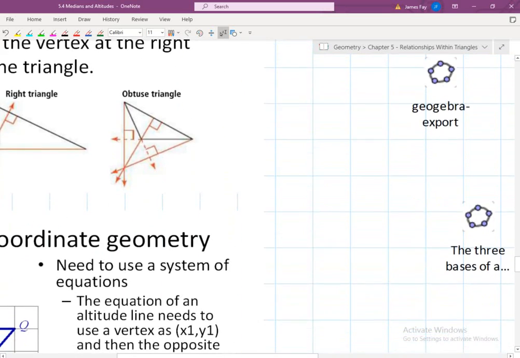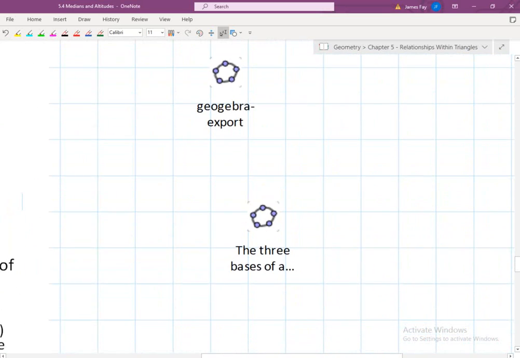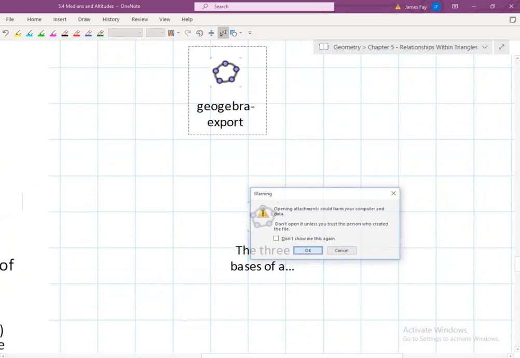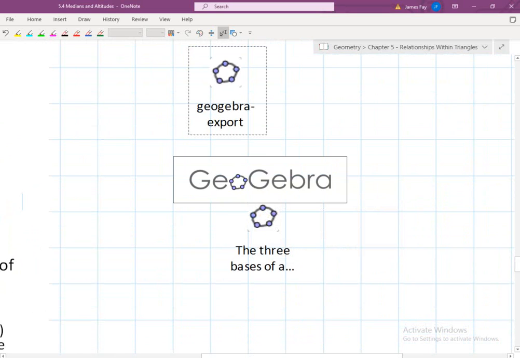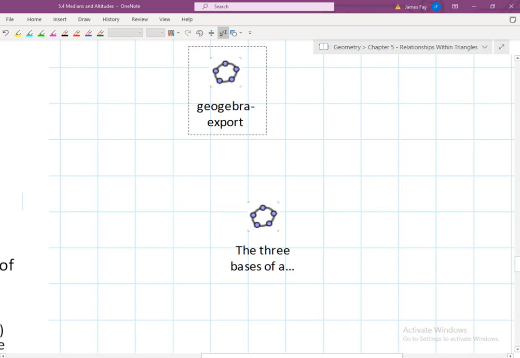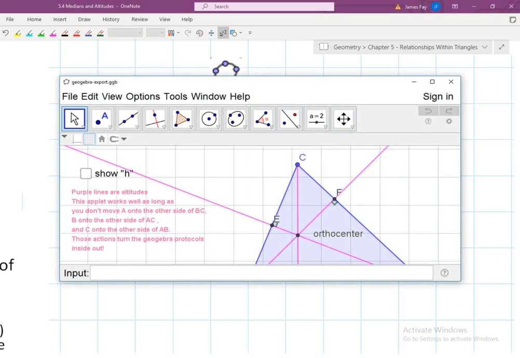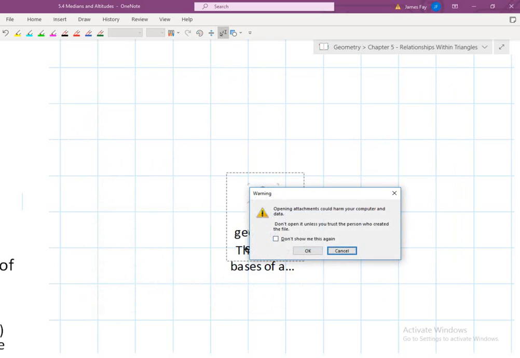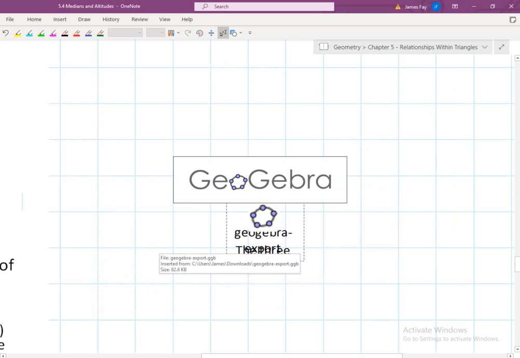So what I'd like to do is explain this visually a little bit better with these, instead of the static pictures that we often get in textbooks and PowerPoints. So open that one up and then open this one up.